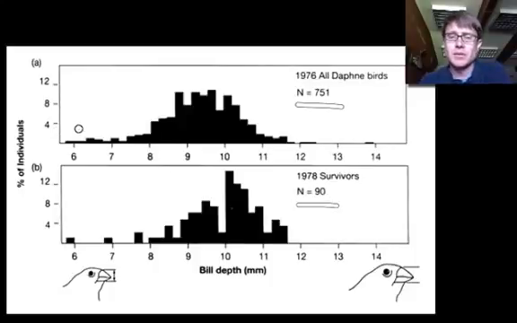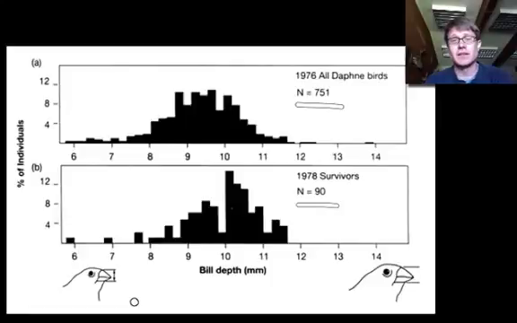And so lots of times when we draw these graphs, you have a tendency to not realize what the N number, how many individuals, were actually there. And so what happened in that drought of '77, it's like a bird apocalypse. Almost all the birds died, from 751 down to 90. Which ones didn't die? The ones that didn't die are ones that had a slightly bigger beak. And so why is that?